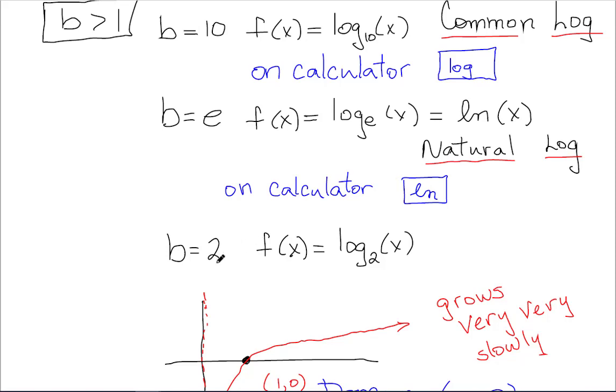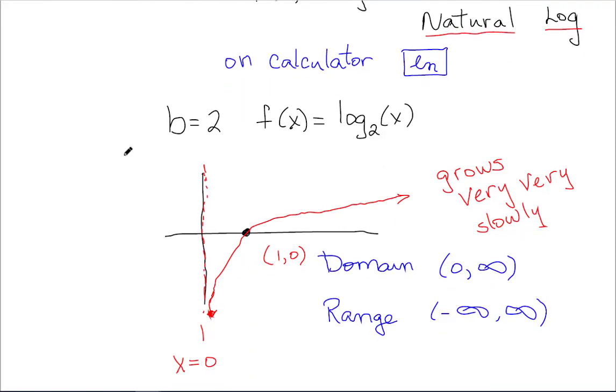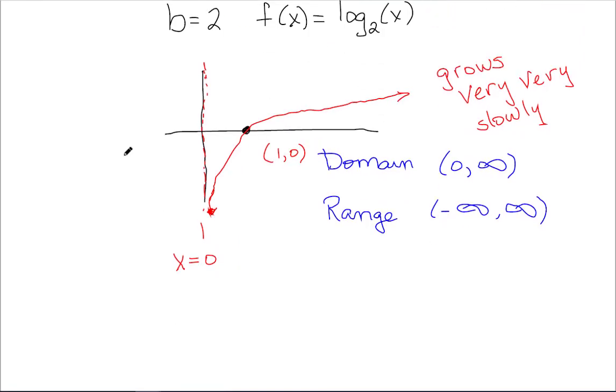Another b could be 2, and this would be log 2 of x. So all of these b's are b's that are bigger than 1. And if you look at the graph for that particular log function, what does it look like? Well, it crosses always at (1, 0). It grows as you go to the right, but it grows very, very slowly.